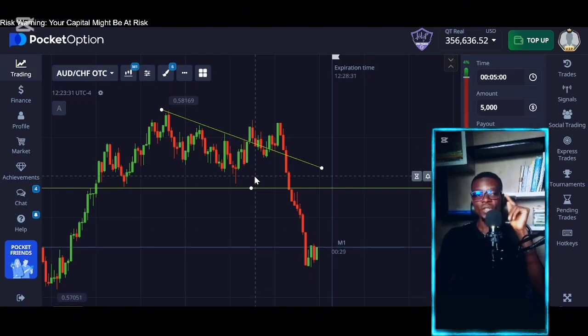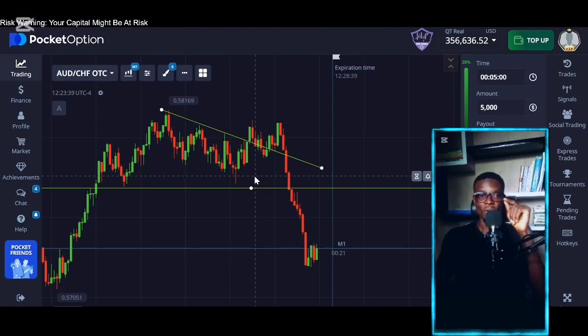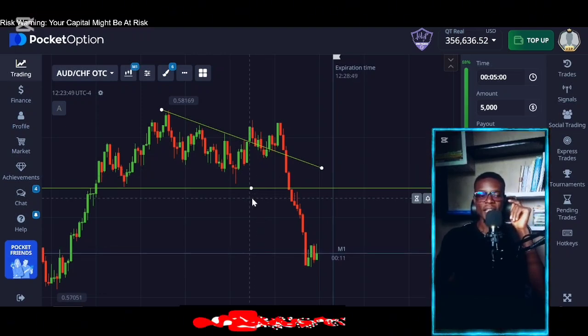So instead of focusing on indicators and focusing on robots, start focusing on practicing and showing up and understanding the chart and understanding your patterns, and of course understanding your strategy. All right, so pay more attention to that and stop using all these indicators and robots today. I hope you've learned something and you can apply it.